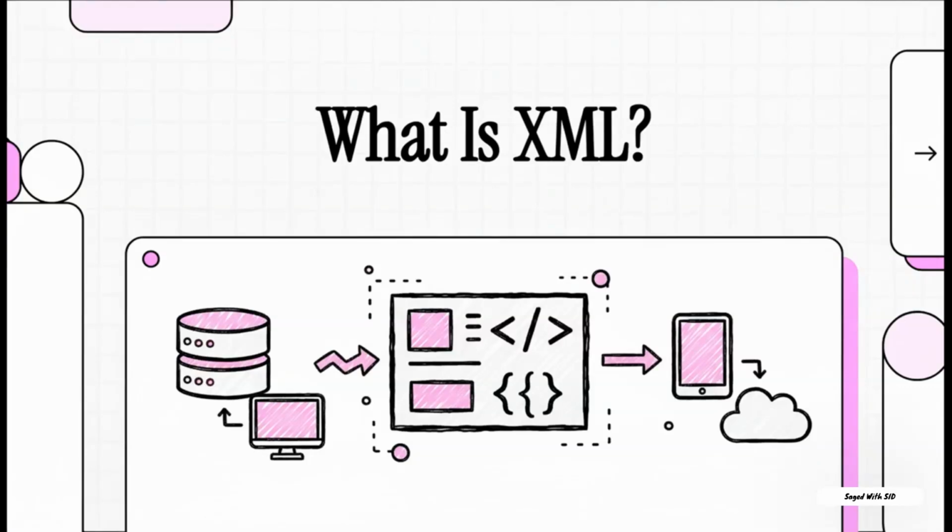Every time you check the weather on your phone, or you read a news article online, or even use an ATM, you're interacting with this hidden language. It works completely silently in the background, just making sure everything talks to everything else. Today, we're going to pull back that curtain and take a look at this language, XML.